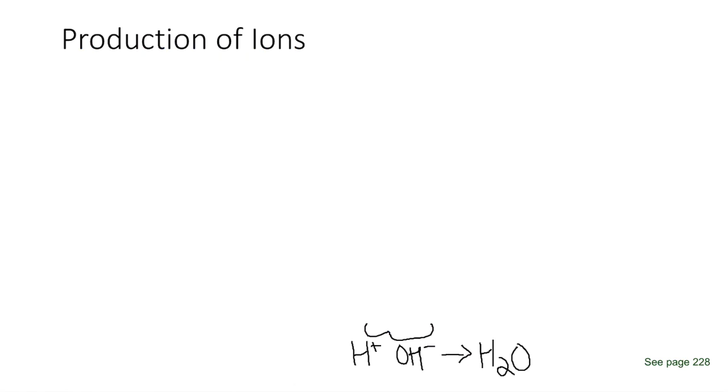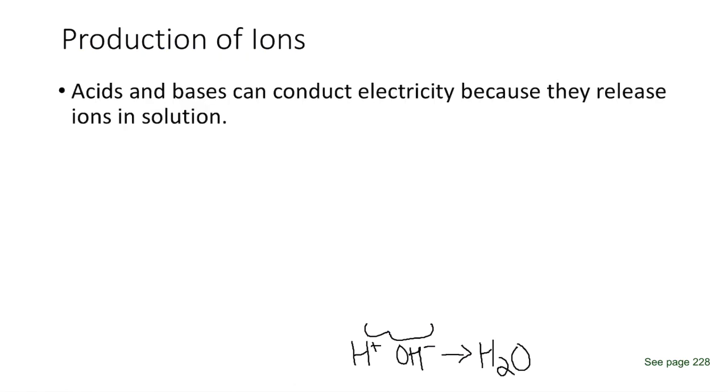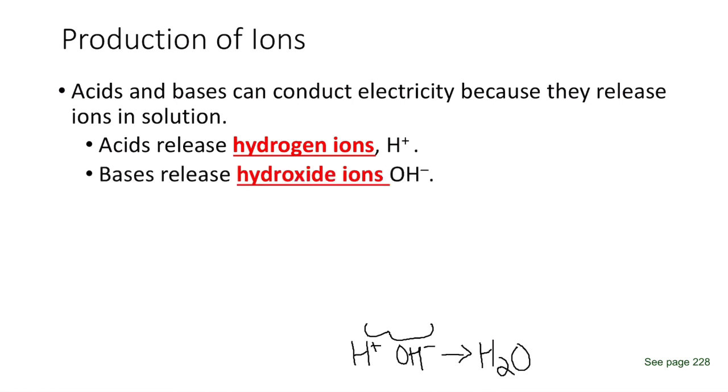Okay, production of ions. I kind of mentioned pH meters earlier on, as they can be used to detect the pH of an acid or base. The pH meter detects electrical conductivity. Acids and bases are both compounds that release ions when dissolved in water. So acids release hydrogen ions, which are H+, and bases release hydroxide ions, which is OH minus.